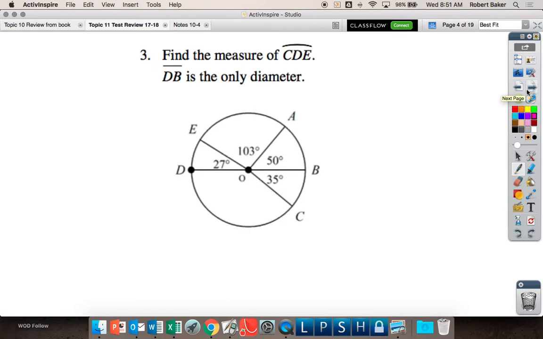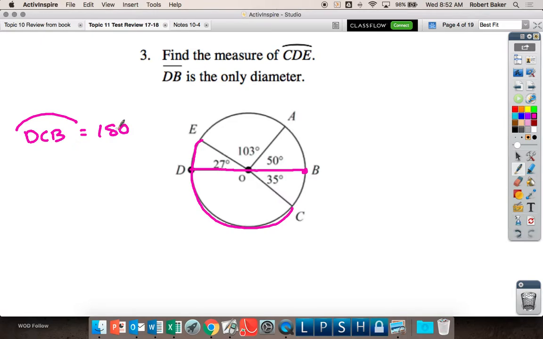Number 3, it says find the measure of arc CDE. I want to know how many degrees that arc is, and it says that DB is the only diameter. So that is a diameter that cuts the circle in half. So arc DCB equals how many degrees? 180.